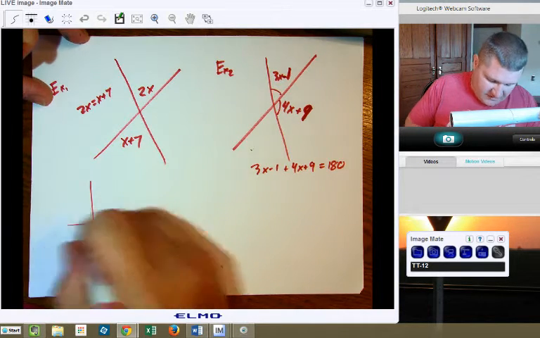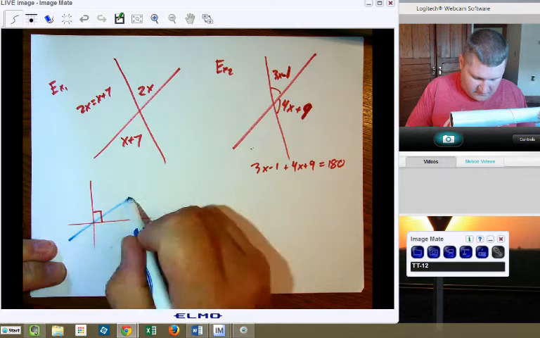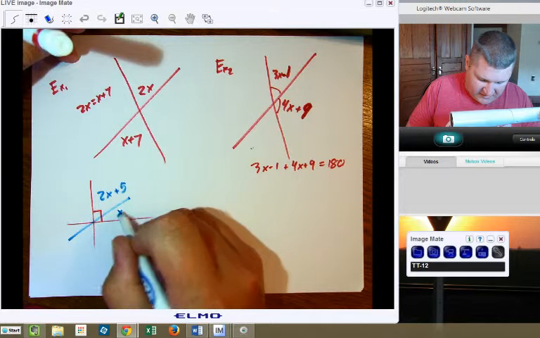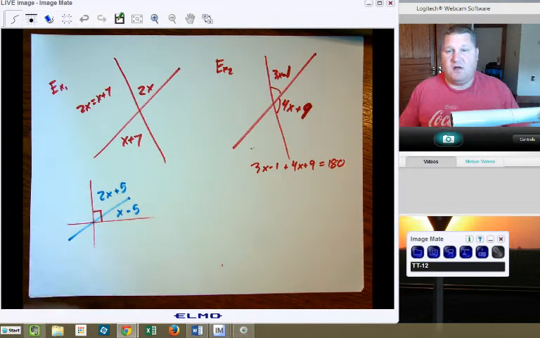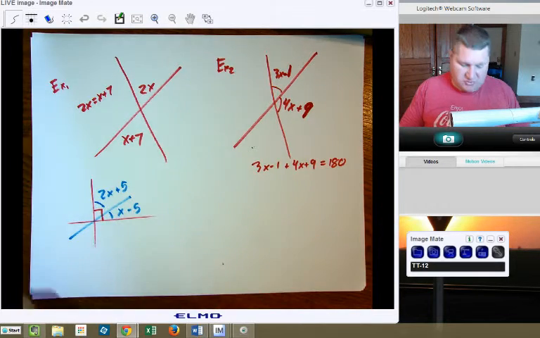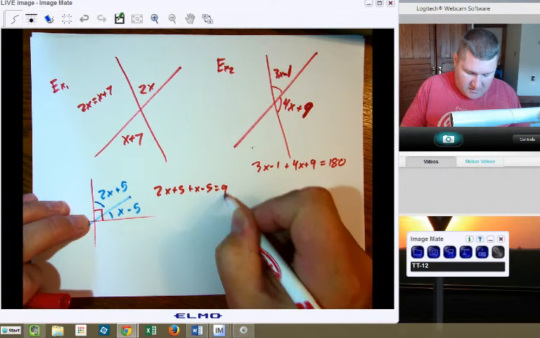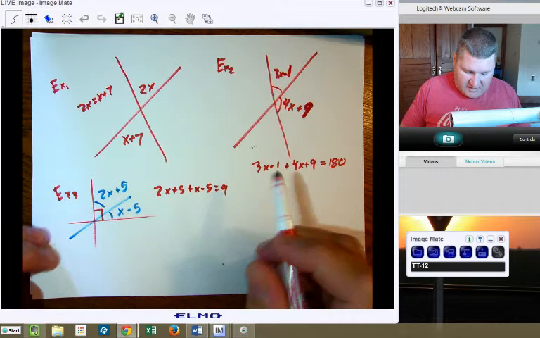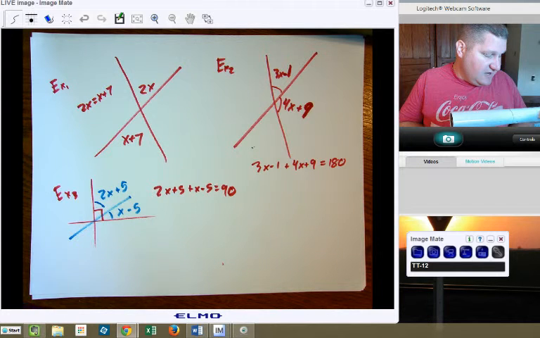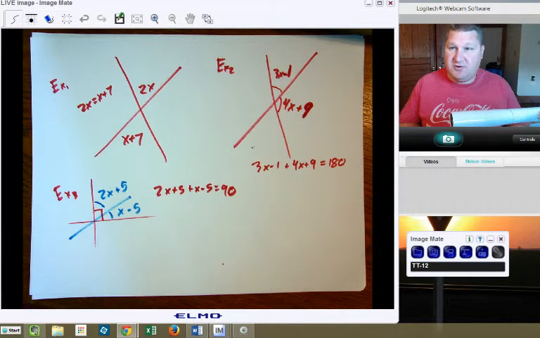Now, if I have this and I cut that angle with another one, and I have 2x plus 5 and I have x minus 5, well, for this angle and this angle, what must be true about those two? Well, I should be able to put those into an equation. For example, 90, because those are complementary. So the idea of complementary, supplementary, perpendicular, vertical, linear, all have to be put together.